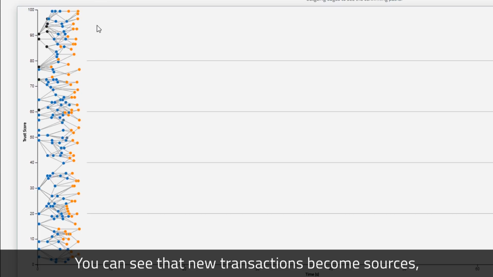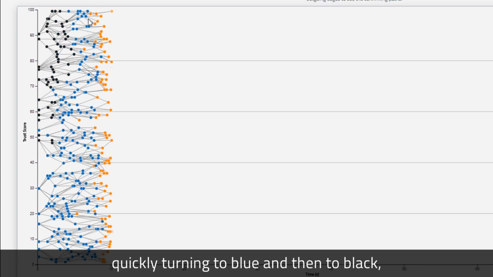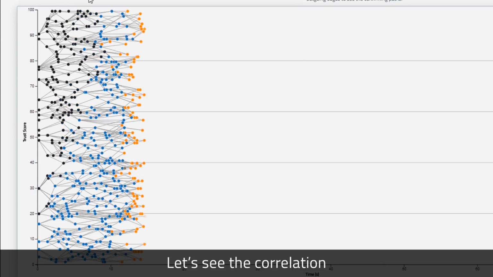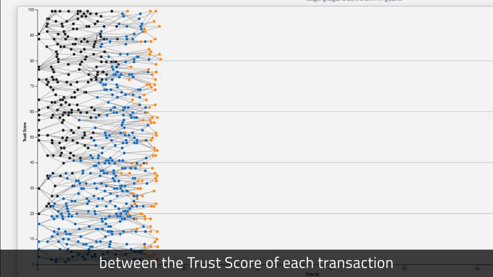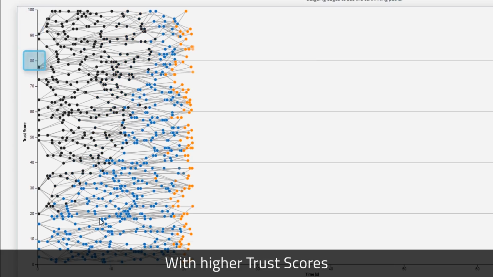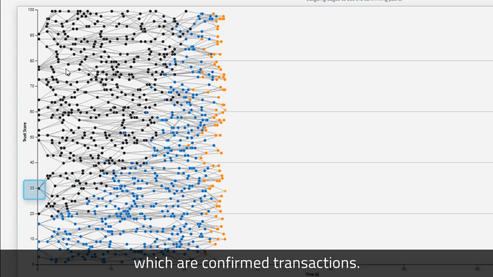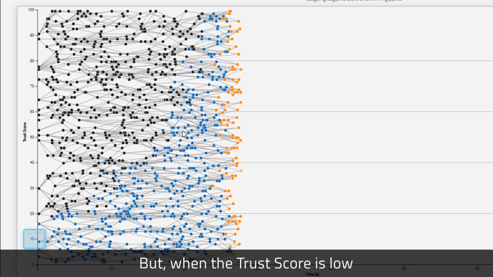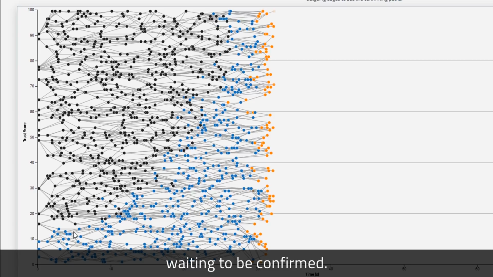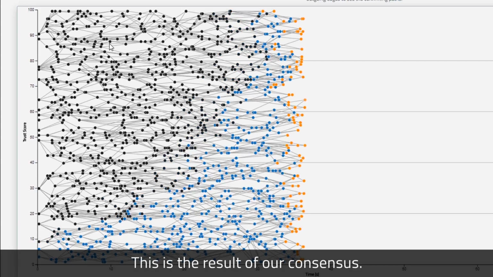You can see that new transactions become sources, quickly turning to blue and then to black, depending on their trust score. Let's see the correlation between the trust score of each transaction and its confirmation delay. With higher trust scores, there are more black transactions, which are confirmed transactions. But when the trust score is low, there are many more blue transactions waiting to be confirmed. This is the result of our consensus.